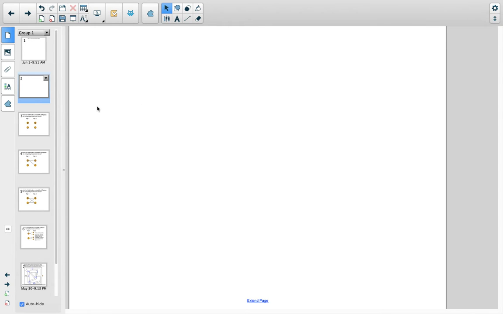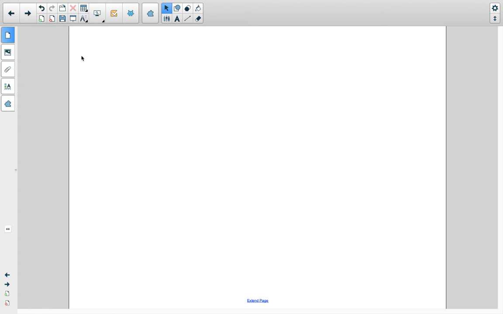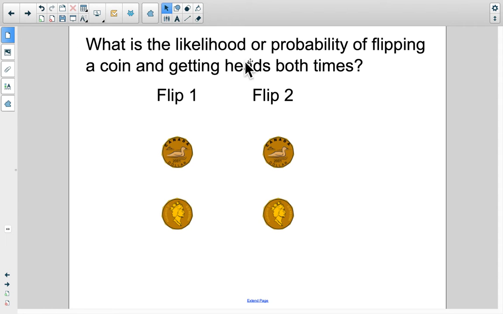Today for the math lesson, we're going to be looking at probability, but a specific type of probability called probability trees. Probability trees are a way of mapping out visually all the different options when it comes to the chances of something happening. So let's take a look at a simple example. What is the probability of flipping a coin and getting heads both times?